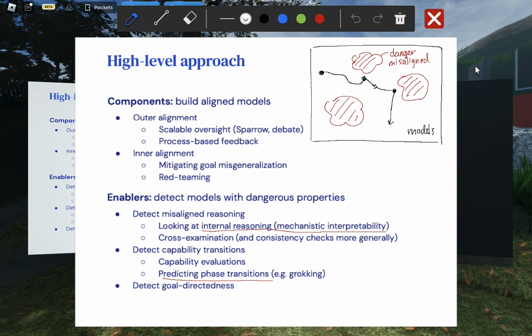And if you do detect that, you change what you're doing. You go in a different training direction. So this plan relies very critically on being able to understand, being able to inspect the machine, right? Interpretability. So as they say here, mechanistic interpretability is a key ingredient. And also predicting phase transitions.